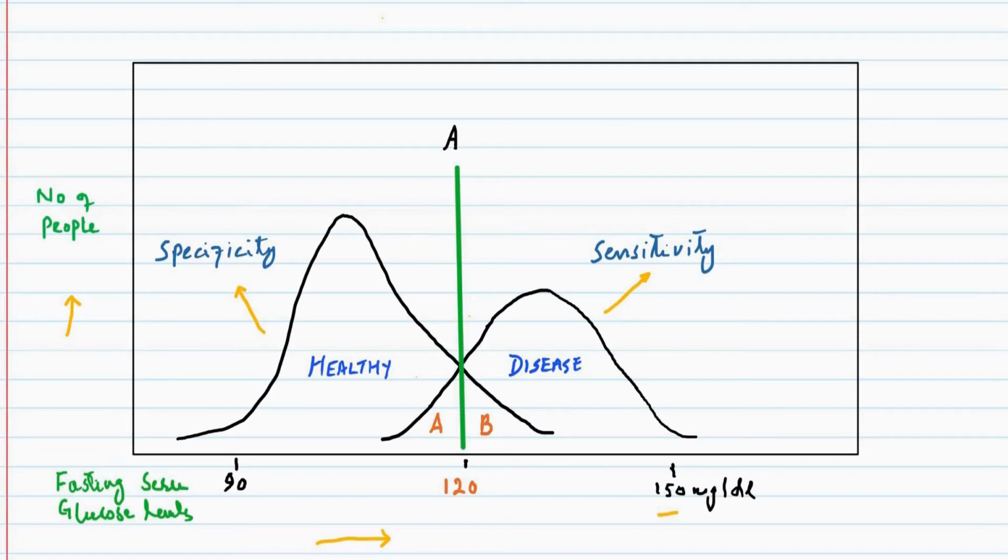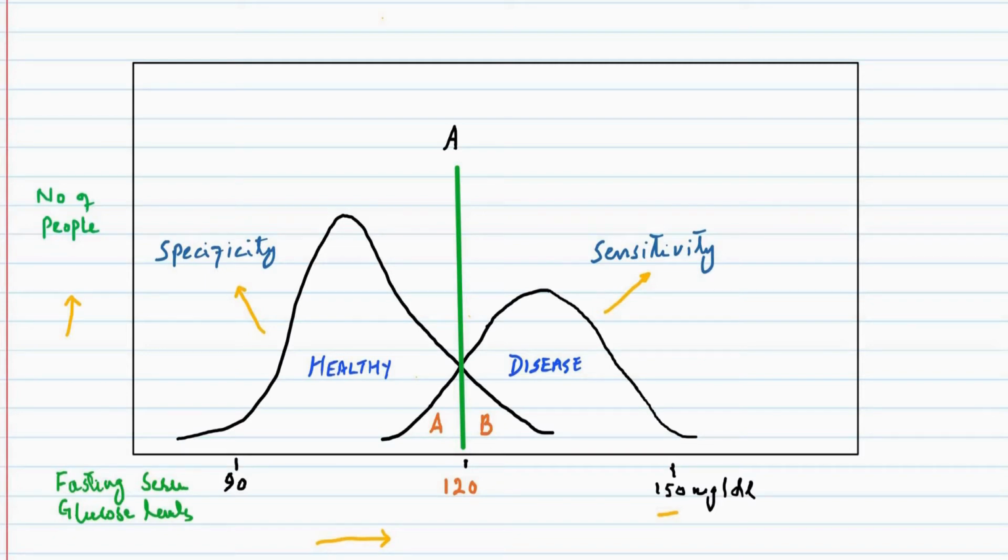We can see that due to the overlapping nature of the graphs of the two populations, it's not possible to set a point which differentiates all healthy people from people who have disease. In such a situation, we need to decide a threshold point beyond which a person is considered to have disease, and that results in optimum sensitivity and specificity of the test.